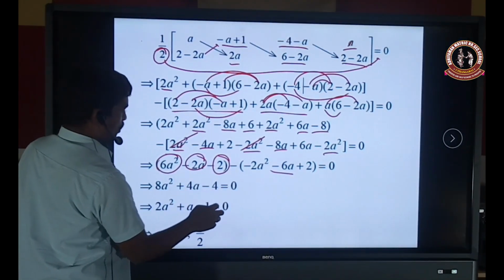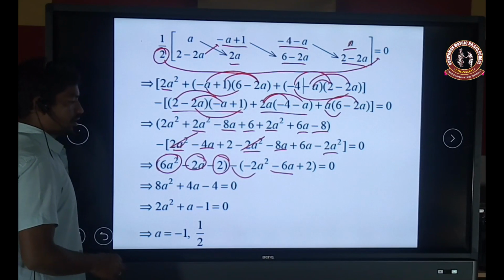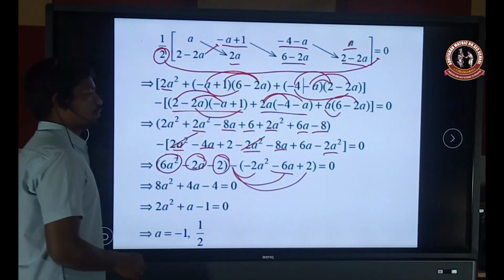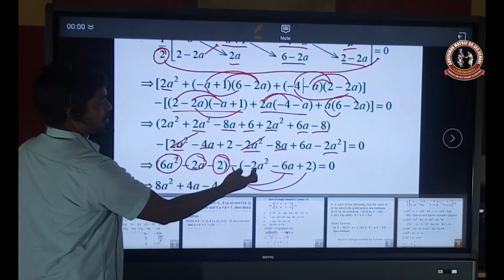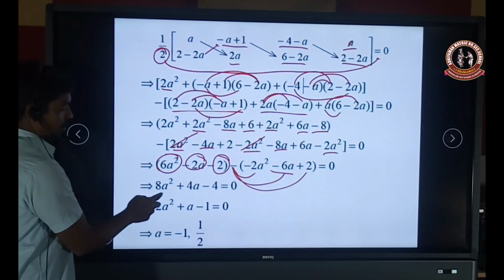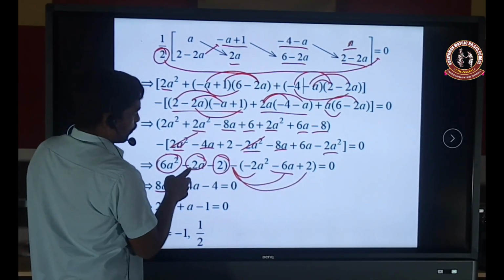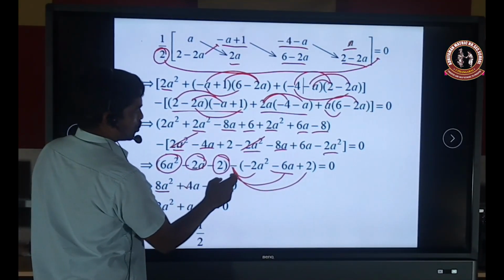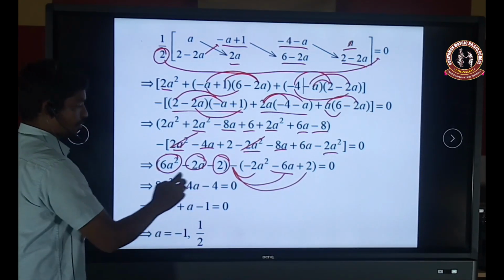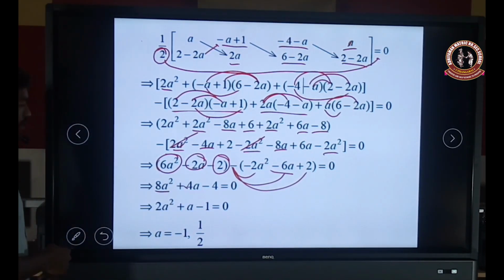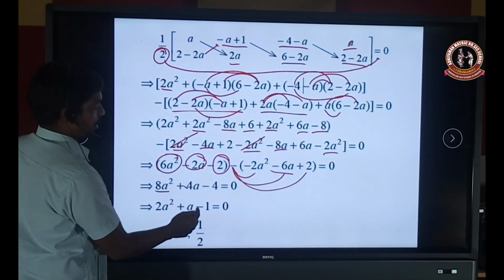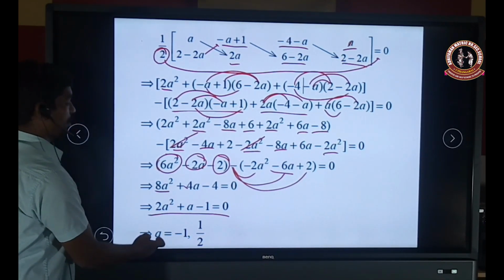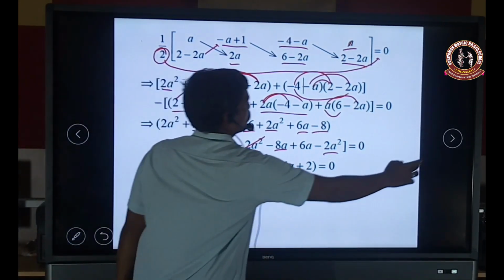Next this minus goes inside. So minus into minus 2a square, plus 2a square, minus into minus 6a, plus 6a, minus into 2 equal to minus 2. So 6a square here plus 2a square equal to 8a square. Next minus 2a plus 6a equal to minus 4a, and minus 2 here also minus 2 equal to minus 4, equal to 0. Now dividing by 4 on both sides, we get 2a square plus a minus 1 equal to 0. This is the quadratic equation. Factorize it, we get the value of a equal to minus 1, comma 1 by 2.